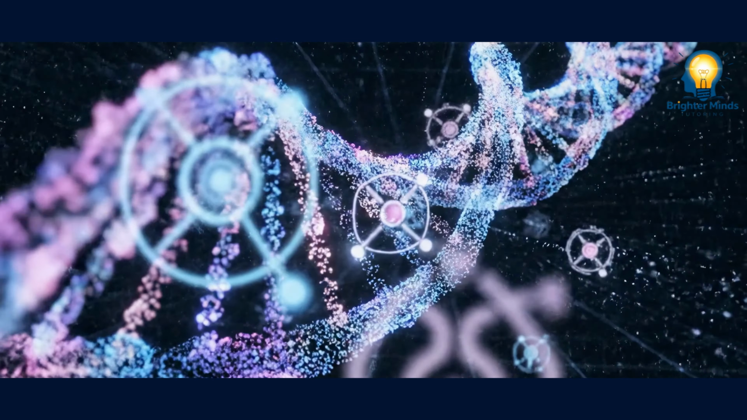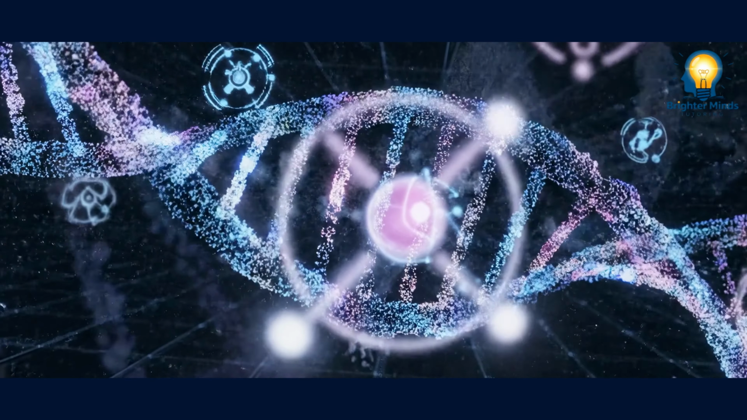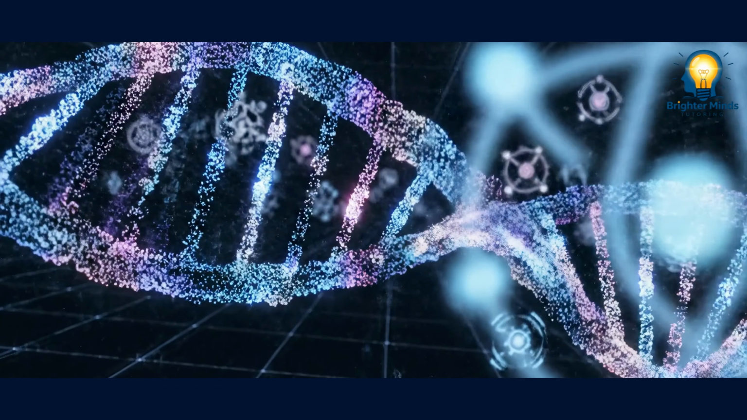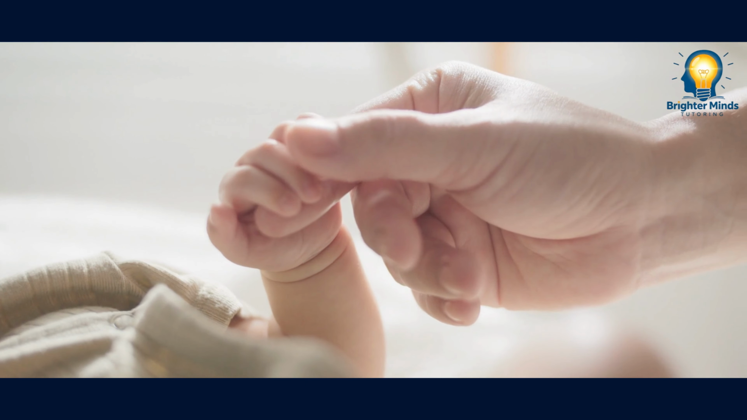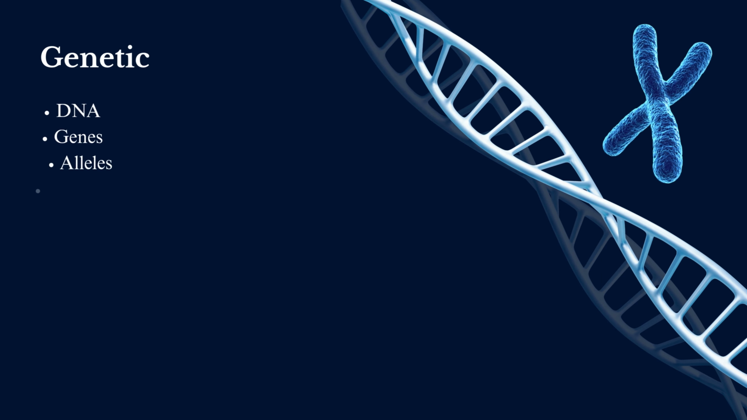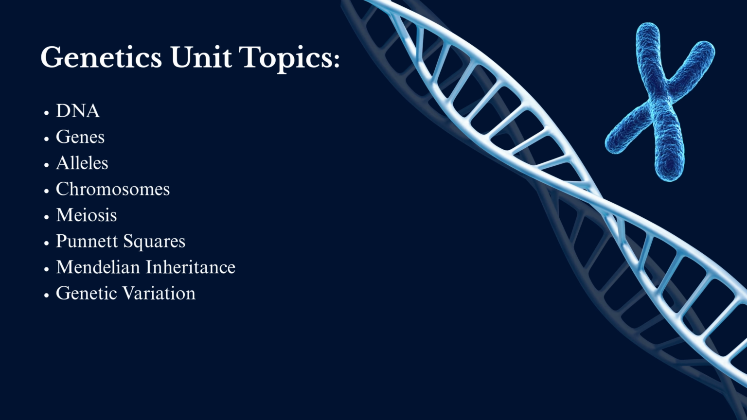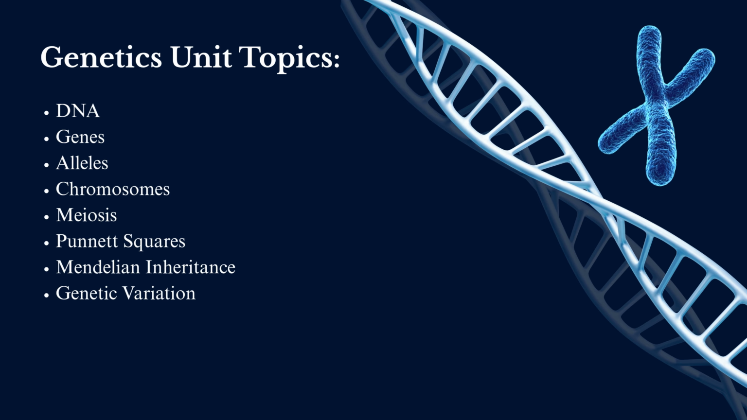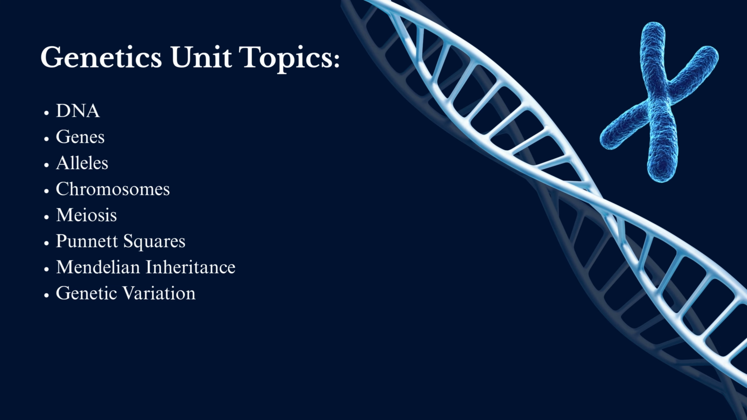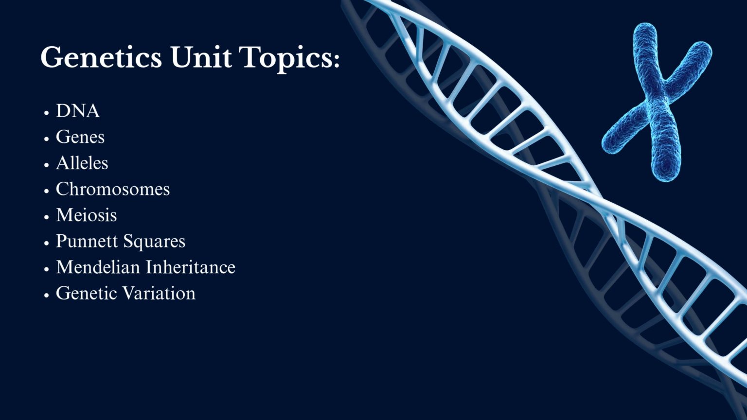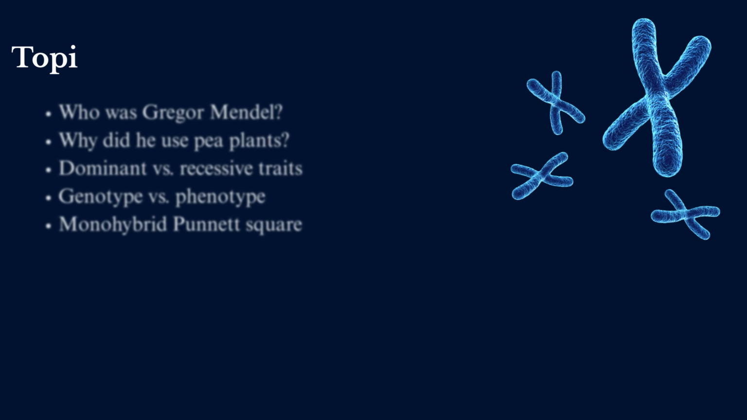In today's lesson we're starting a new unit on genetics. This unit is part of your grade 11 biology course, and it focuses on understanding how traits are passed from parents to offspring. In this genetics unit, we will be learning about topics such as DNA, genes, alleles, chromosomes, meiosis, Punnett squares, Mendelian inheritance, genetic variation, and how genetic information is passed from one generation to the next.